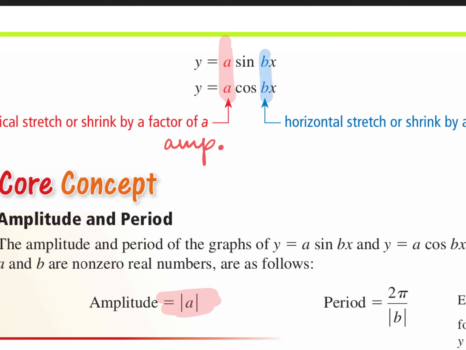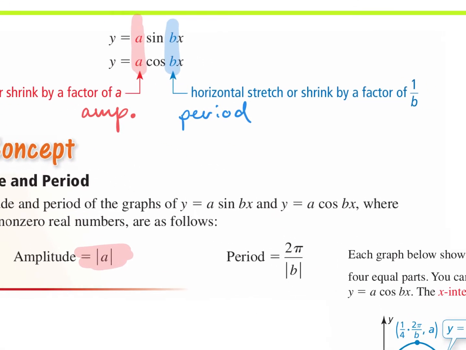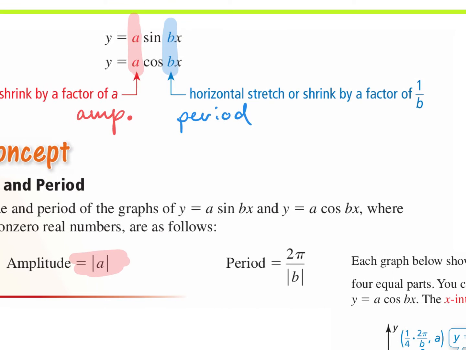The b, so a number that's being multiplied to x, affects our period. We find our period by dividing 2 pi by that number b. So sometimes it'll be like a number like 4, sometimes it'll be 2 pi that's in front of x. So whatever that number is that's in front of that x that's being multiplied to x, that helps us find our period. We do 2 pi divided by b to find the period.